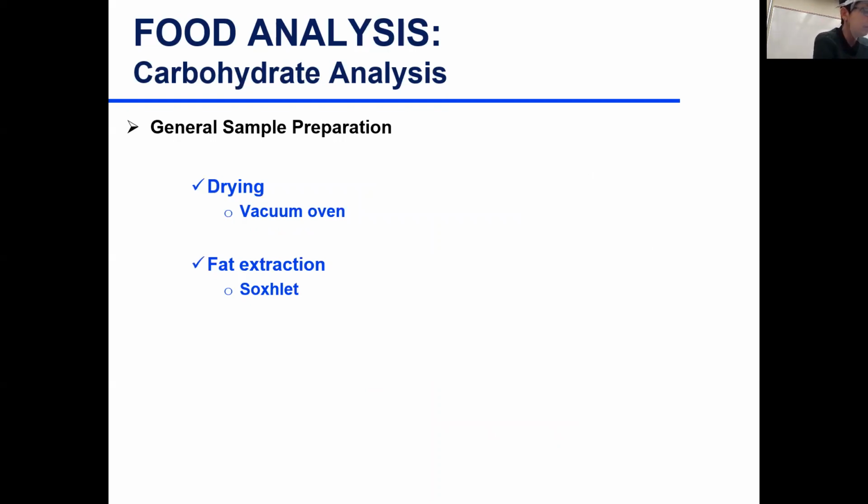Oftentimes, when we prepare the sample for carbohydrate analysis, obviously it has to be homogeneous, it has to be milled to a uniform and small particle size, and then we dry, and oftentimes we extract the fat. So when I ask you in a quiz or an exam, what are the sample preparation steps you do before any carbohydrate analysis, or starch or dietary fiber analysis, you would go, okay, I need a homogeneous sample. So homogenize, mill, dry, defat. So remember that.